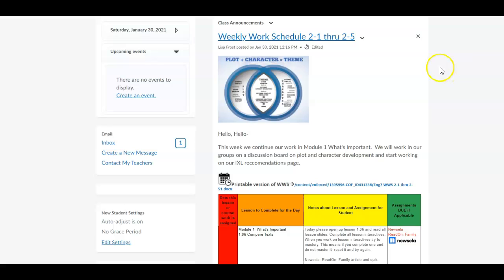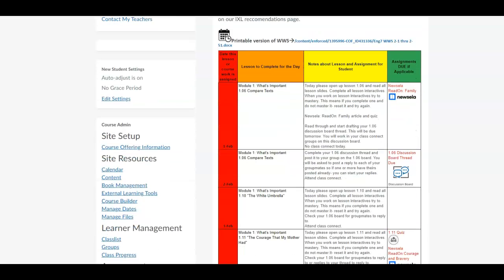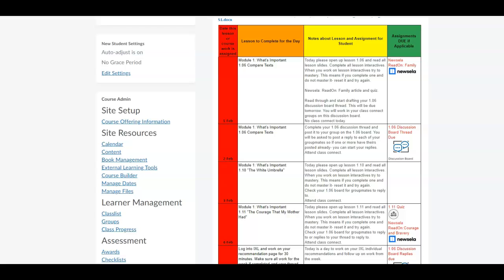So this week, we are continuing to work in Module 1, What's Important, and looking at plot, characters, and theme development, and how authors achieve that development of those items. So we're going to be completing Lesson 1.06, 1.10, and 1.11.